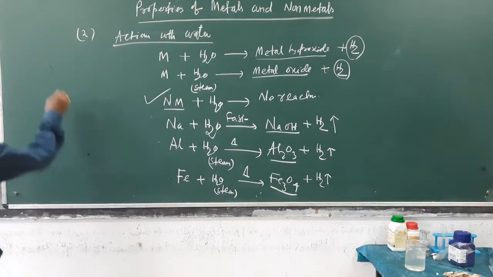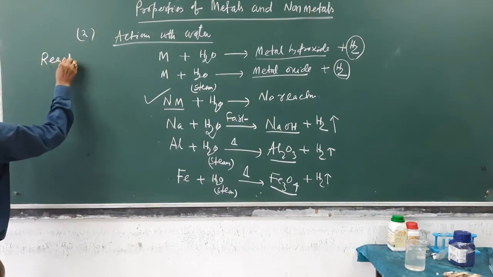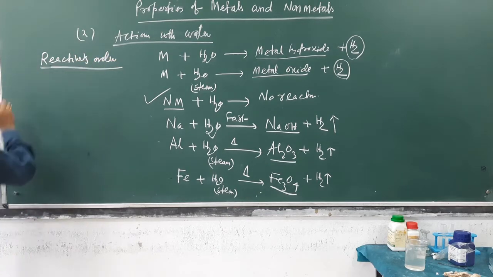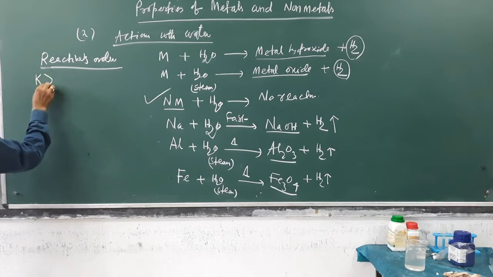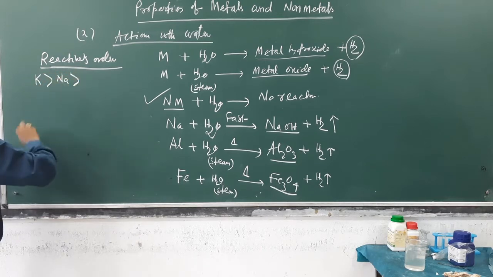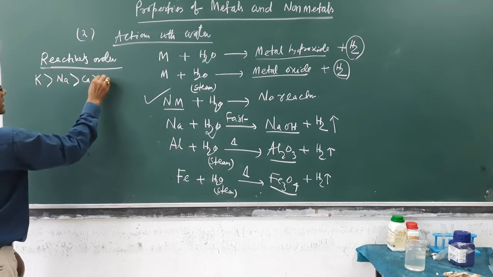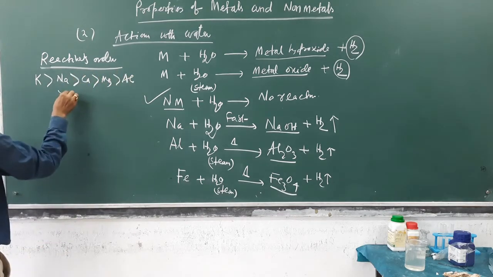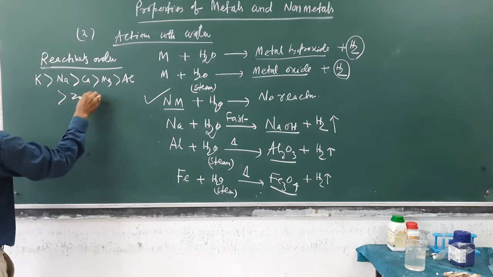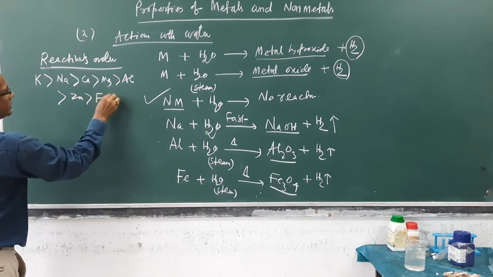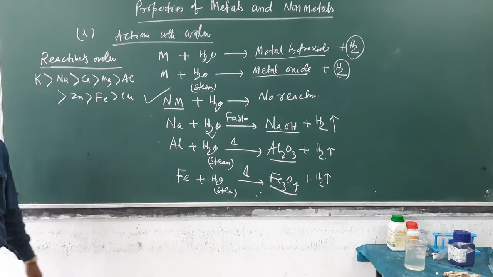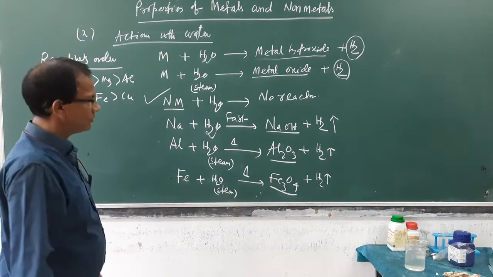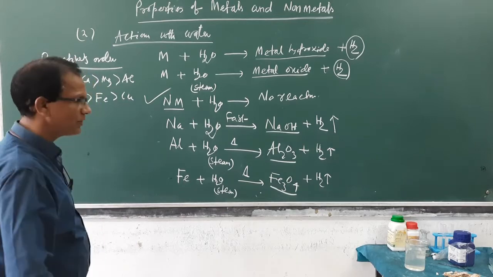What is the reactivity order? Reactivity order is the same. Potassium greater than sodium, greater than calcium, greater than magnesium, greater than aluminium, greater than zinc, greater than iron, greater than copper. Like this. This is the order of reactivity of metals towards water. Okay. Next, third property we will discuss.